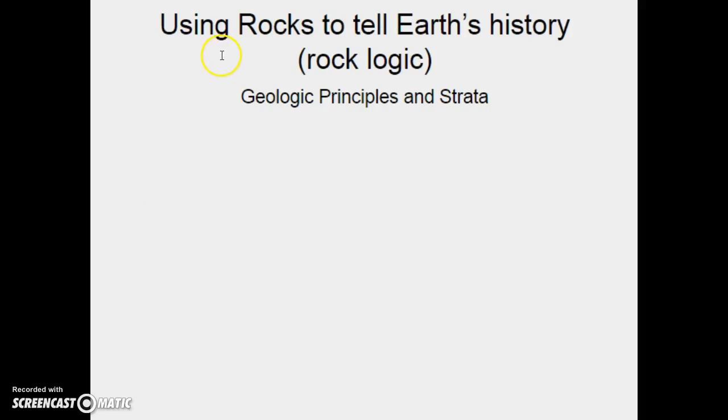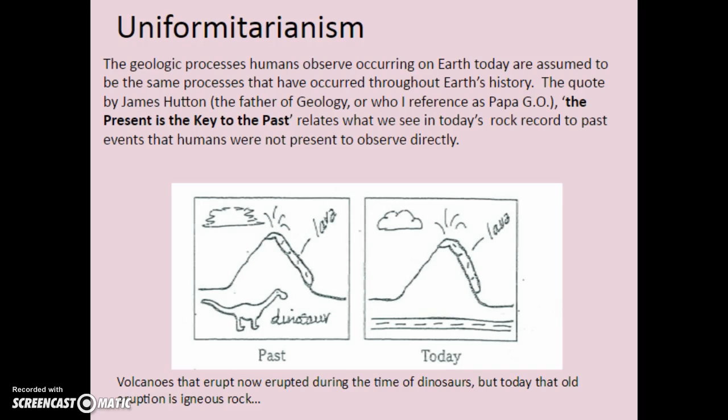So today we're going to be looking at how we use rocks to tell Earth's history. We're going to be using the geologic, right, rock logic. And we're going to be looking at and applying the concept of geologic principles and looking at rock strata. So we can look at the concept of uniformitarianism.